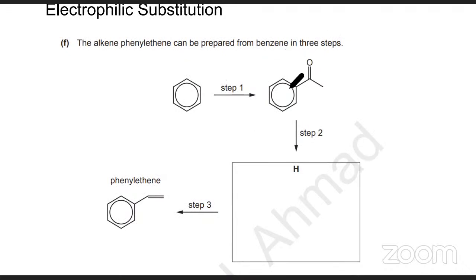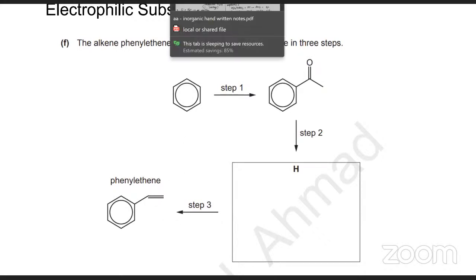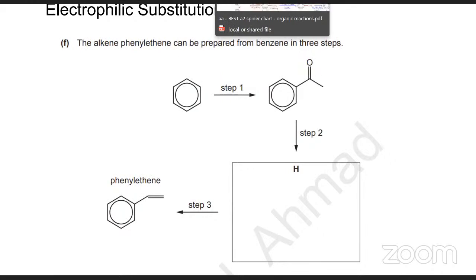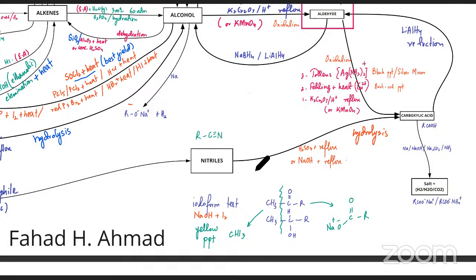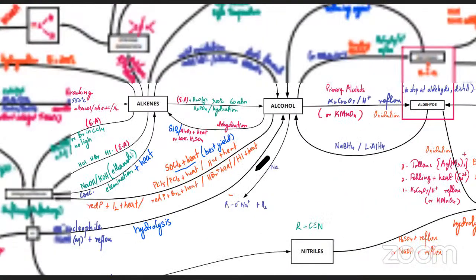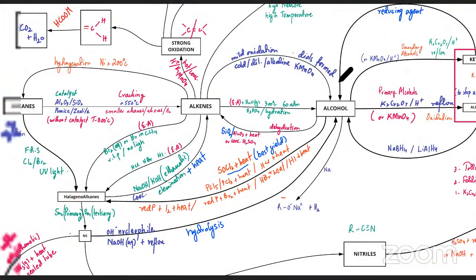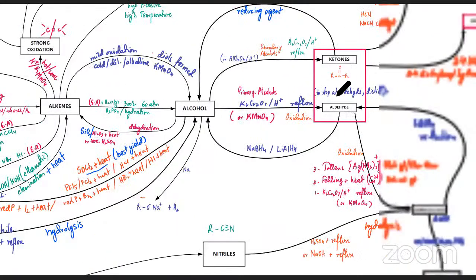This is an AS question. You've got this thing and you have to turn it into this thing. So you've got a ketone and you have to turn it into an alkene. So let me just open, where's AS? I think this is an AS chart. So I've got a ketone, and I want to turn it into an alkene. So how do I turn it into an alkene?